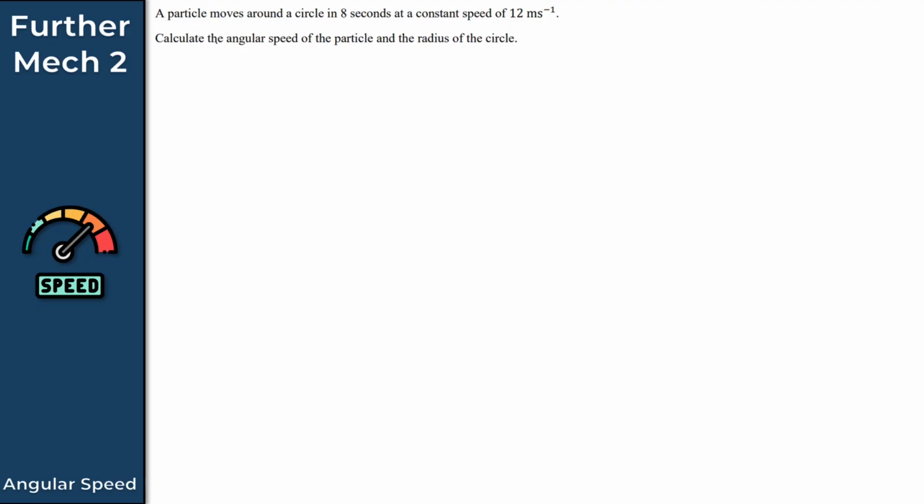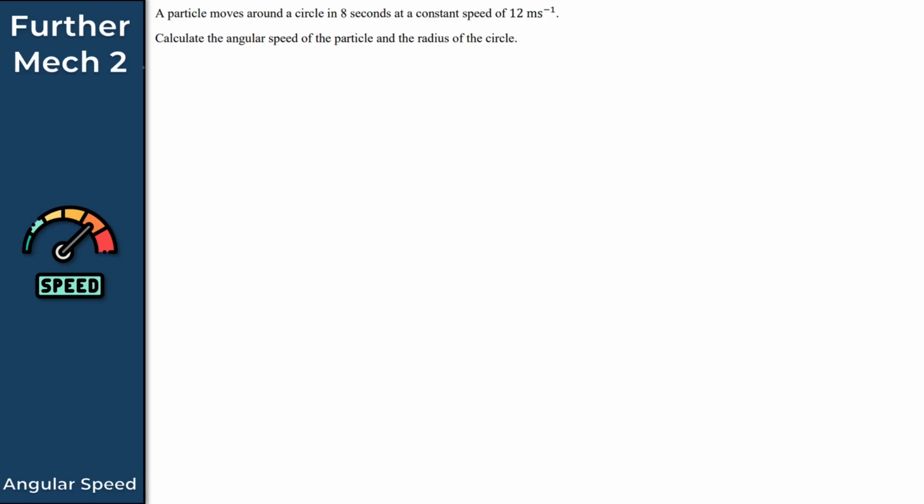So what we're told here is a particle moves around a circle in 8 seconds at a constant speed of 12 meters per second. All we want to do is calculate the angular speed of the particle and also find the radius of the circle. So where do we begin?